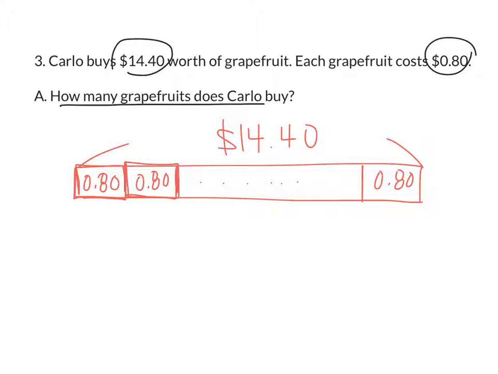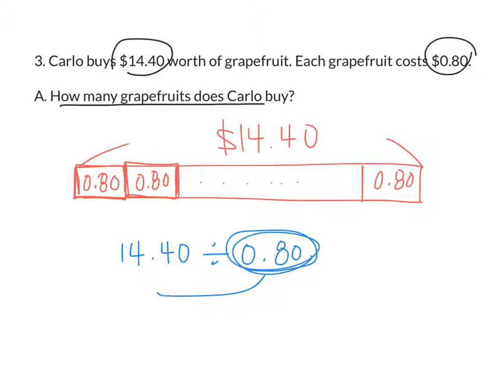So what math expression then do I need to do? I'm trying to find out how many 80-cent grapefruits can fit into my $14.40. So what math expression would I need to do? Turjo? I'm trying to find out how many of these 80-cent portions can fit into my $14.40 total cost. So it's $14.40 divided by 80 cents.